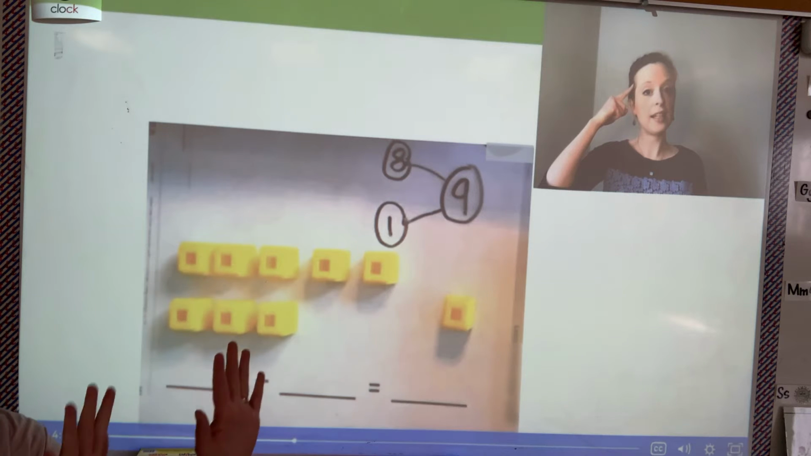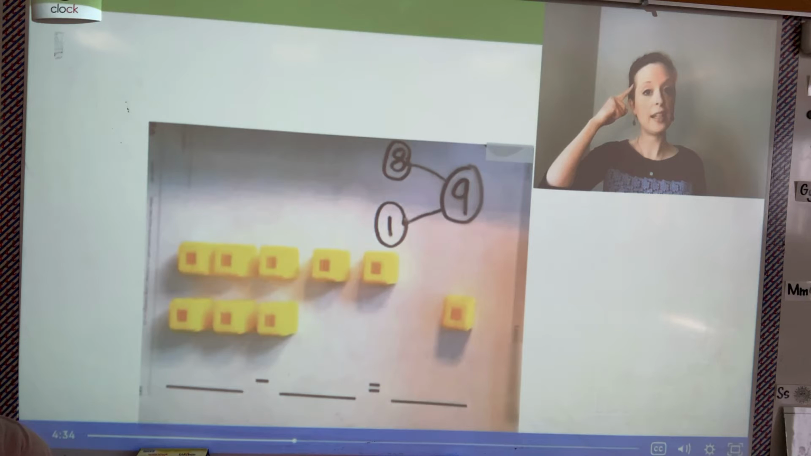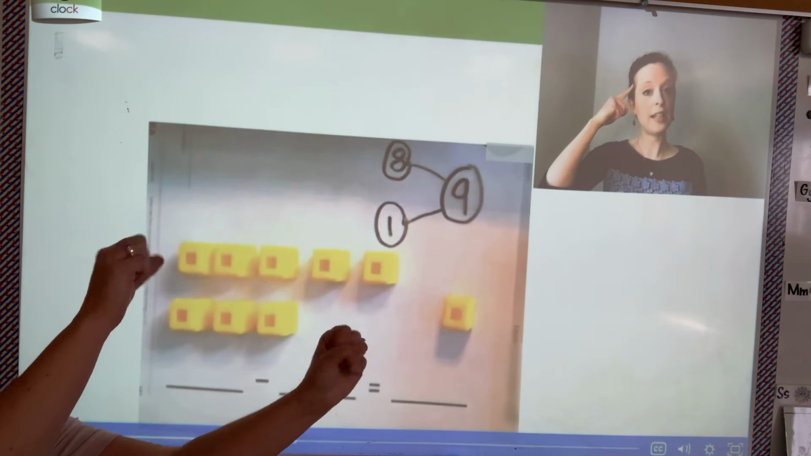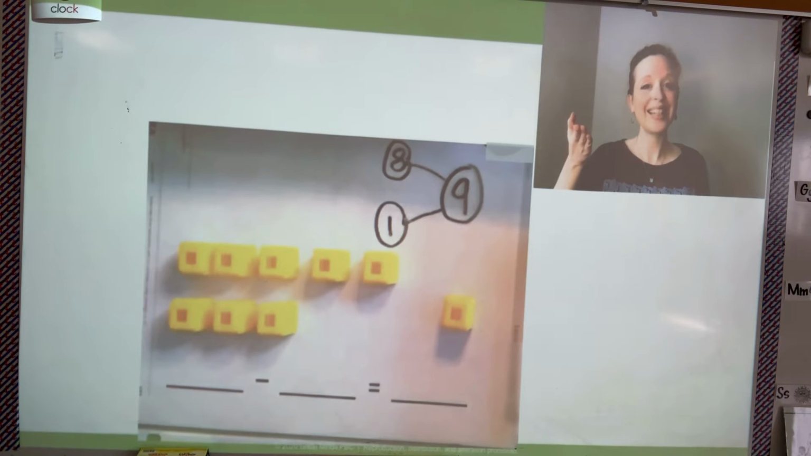DJ, what does that mean, your two hands? Is it a whole or is it a part? What's going to go in the first blank? Show me whole or show me part? Looks like most of us are showing that the whole goes in the first blank, the number 9. Let's see if we're right. Say it. Yes, we should write 9 in the first blank.